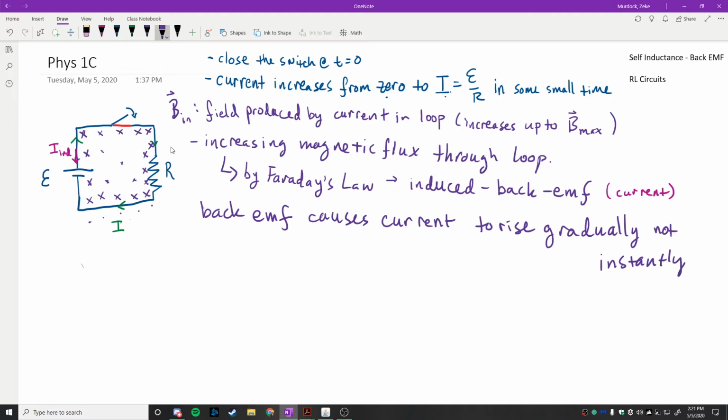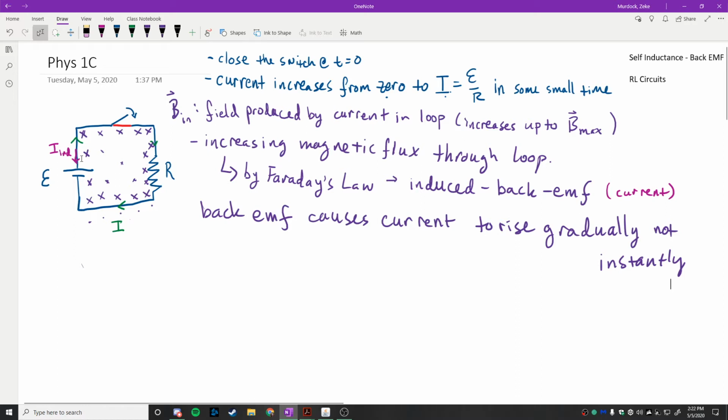Okay, so that is back EMF. It's related to inductance. We'll get to that. But does this make sense to you guys? I'll go back through the process. You close the switch. The current tries to flow in the direction of I. That has the effect of increasing the flux through the loop, which induces a current in the loop backwards in the direction of the existing current.